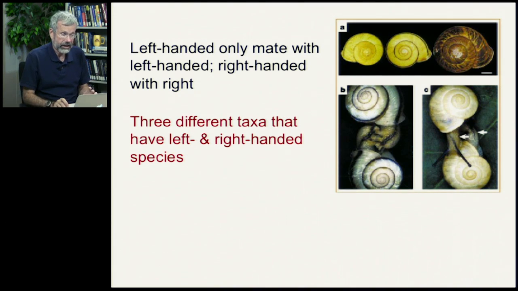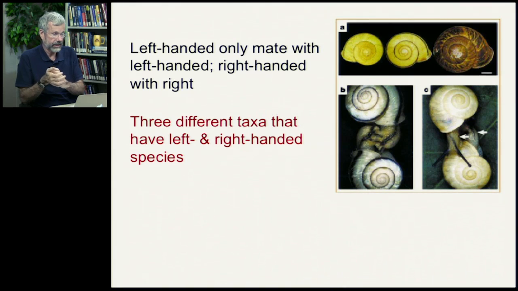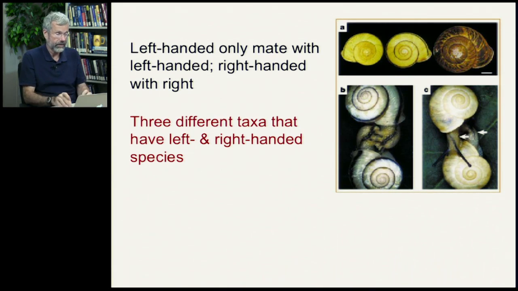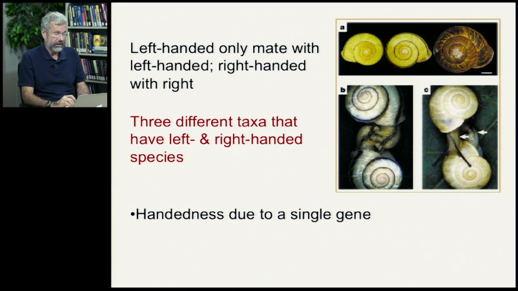Remember our left hand and our right hand snails. Remember that it was only possible to mate left hand to left hand, right? Or right hand to right hand, okay? Well, there are 3 different kinds, 3 different species, or rather larger groups, of snails that have this very weird handedness problem. And within these taxa, we find that the handedness is due just to a single gene. Just one mutation causes the shell to grow clockwise versus counterclockwise, okay?